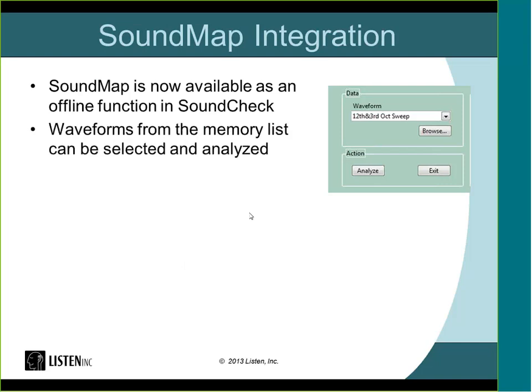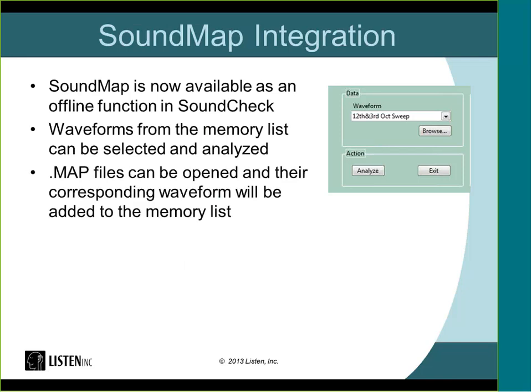So this allows you to select waveforms directly from the memory list. So any data that you've generated in SoundCheck is now available there to choose in SoundMap. But you can still, from SoundMap, open files, any of the file types that SoundMap was already able to deal with, including the .map files, which are SoundMap-specific files which can be saved once you've taken a waveform and analyzed it. So just to give a quick demonstration of where that's at.